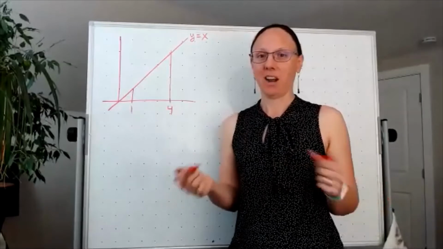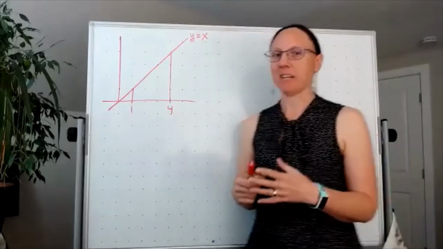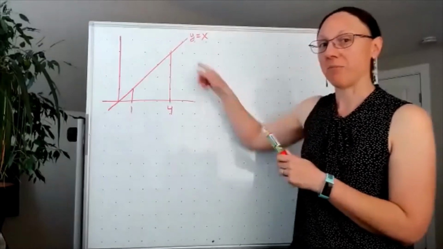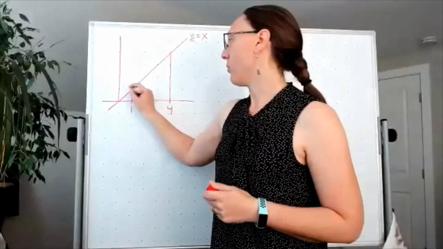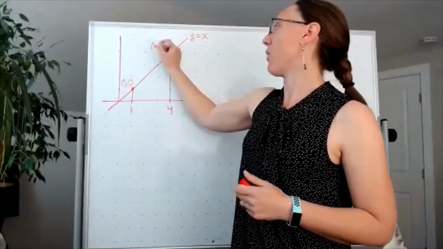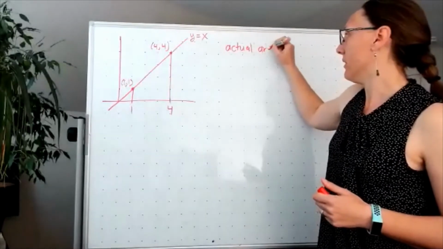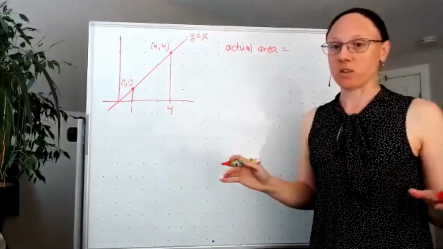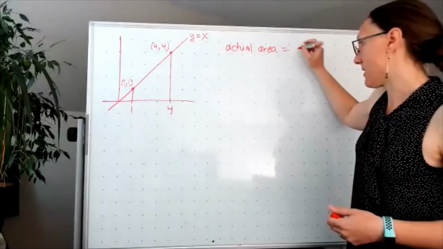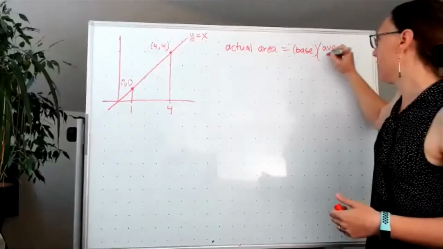We can find it. I don't know if you remember how to find the area of a trapezoid, but it's kind of like the area of the rectangle, but you average the two heights. So here, if this is y equals x, then I know that this point is the point 1, 1. And I know this point up here is the point 4, 4. So if I find the actual area, no calculus involved, we're just using geometry here. The actual area of a trapezoid is the base times the average height.